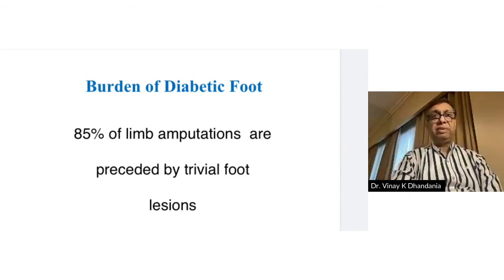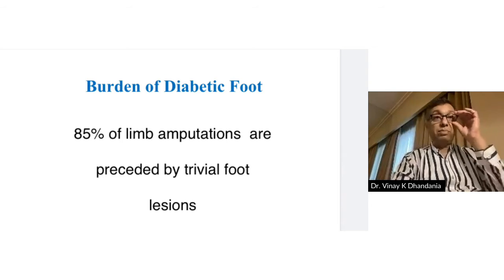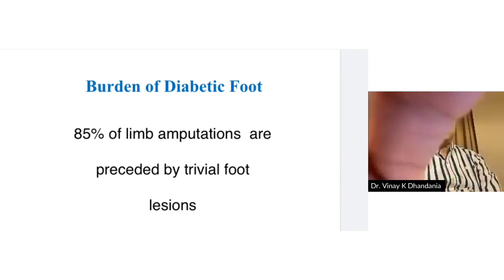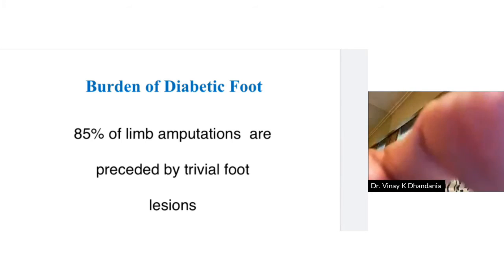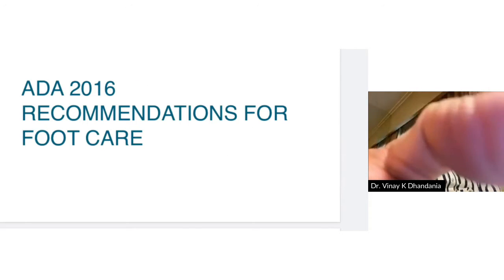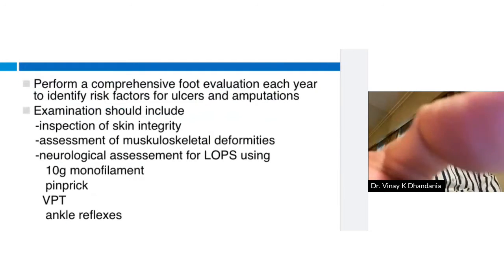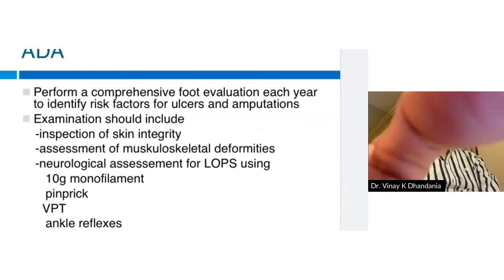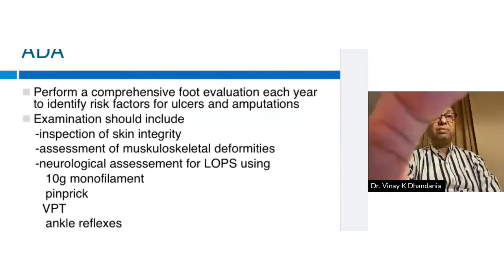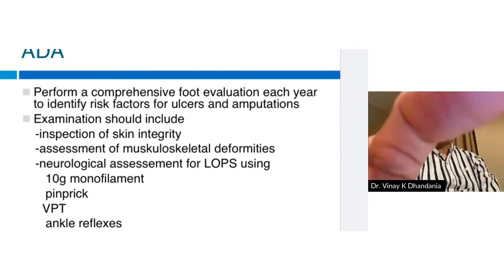And let me tell you, 50% of the patients with diabetes who are admitted in the hospital have diabetic foot ulcer or some form of diabetic foot complications. The burden of diabetic foot is that 85% of limb amputations are preceded by trivial foot lesions, which can be easily prevented and treated very intensively. Even the ADA 2016 recommendation for foot care suggests performing a comprehensive foot evaluation each year to identify risk factors for ulcers and amputations.